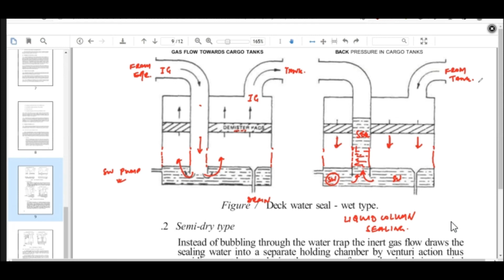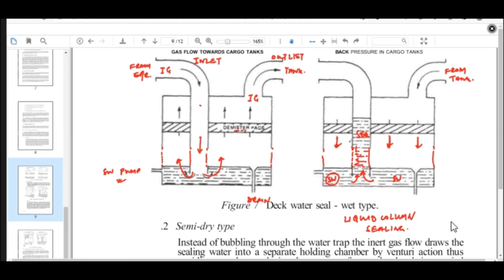So in that case, what happens is it pushes the seawater into the inlet pipe. This one is the inlet pipe and that one is the outlet pipe. So the seawater is pushed up into the inlet pipe so that it will create a liquid sealing column, and prevent any gas from moving into the inlet pipe.